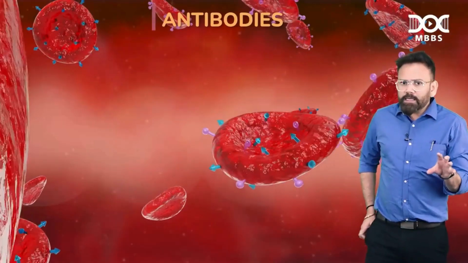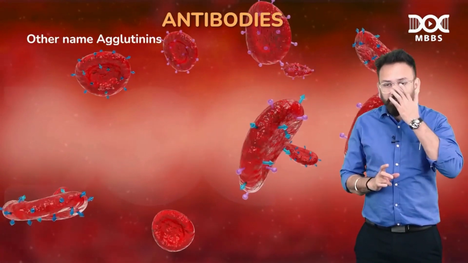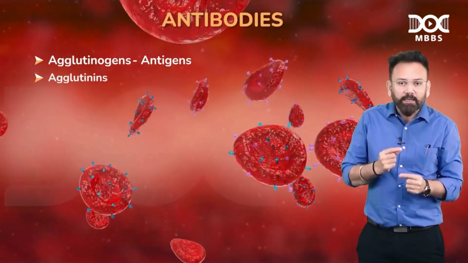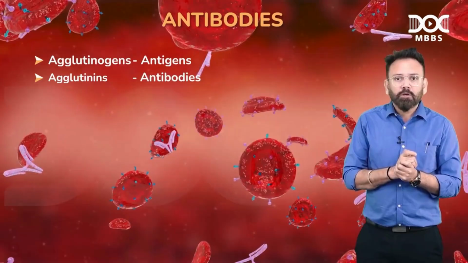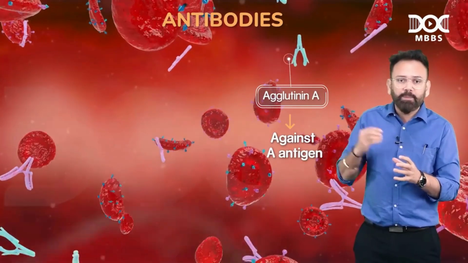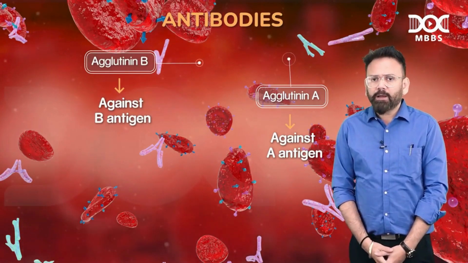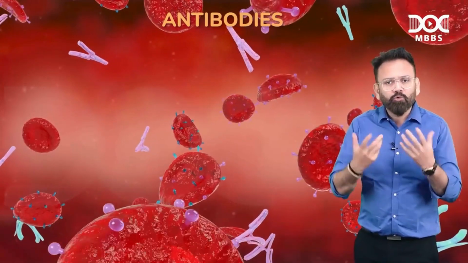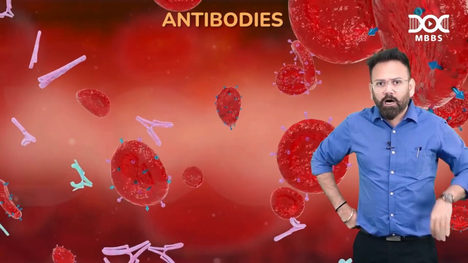Now, antibodies against these red cell agglutinogens are called agglutinins. So a few terms you must remember. Agglutinogen is equal to antigen. Agglutinin, which can agglutinate, is actually antibodies. So antibodies against A will be called agglutinin A. Antibodies against B antigen will be called agglutinin B. Now you know, doctor, that if I am having A blood group, I have antibody for B. So if there is no antigen, from where are you getting this antibody? Antibody cannot be formed without antigen exposure. Are you getting my point?